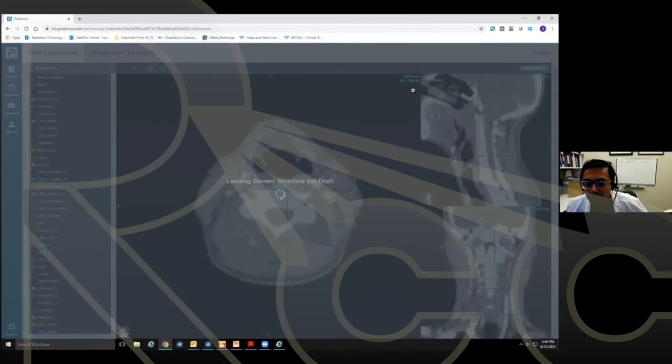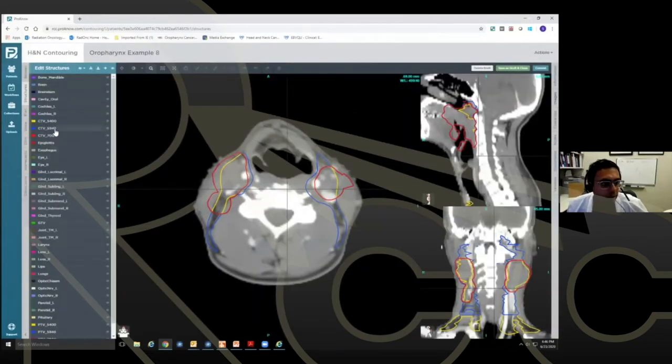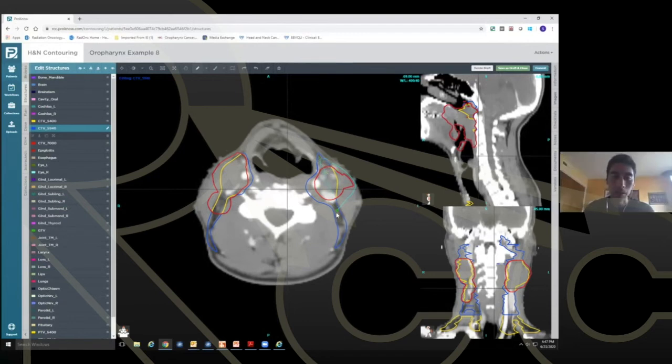So in this situation, if I wanted to edit my CTV 59.4, let's see, oops, do I have to draw the whole thing, or can I crop it? Just close it to the green dot. Yeah. There we go. So you could do something like this. I would add a minimum of 5 millimeters beyond my CTV high risk, but anywhere between 5 to 10 millimeters is considered acceptable.